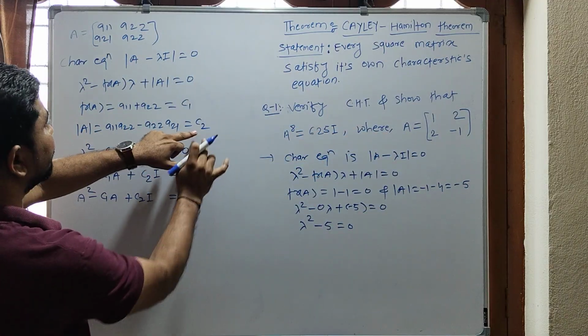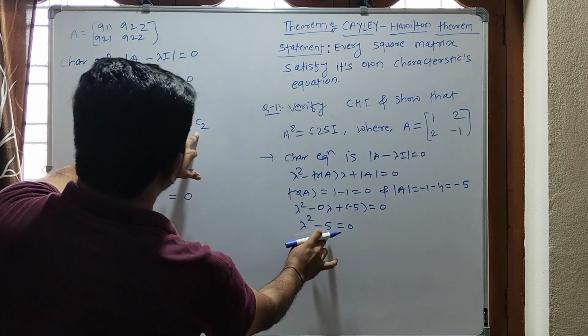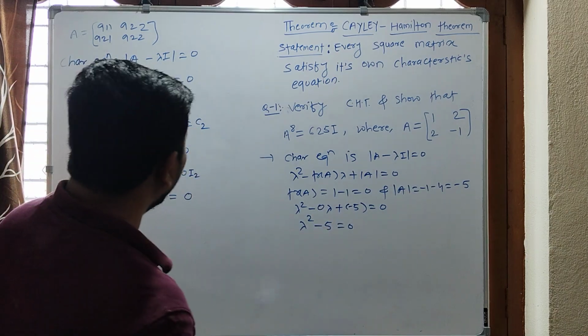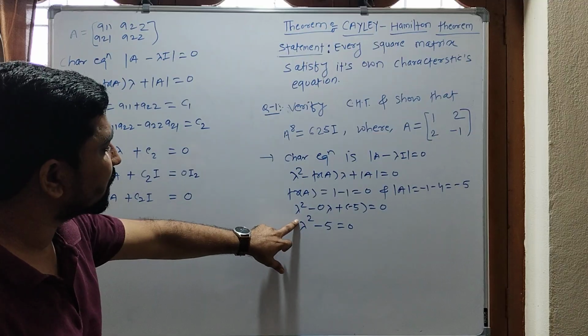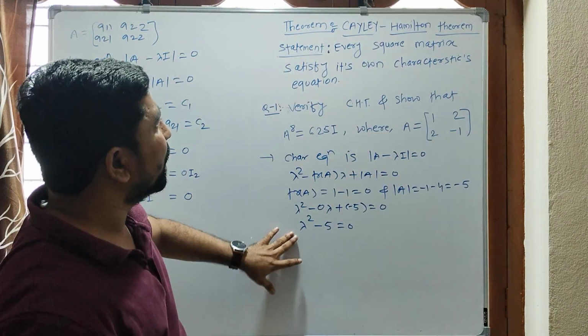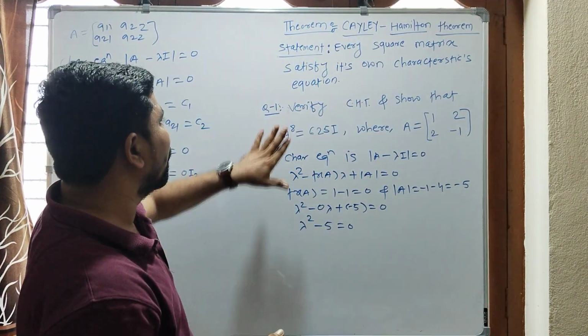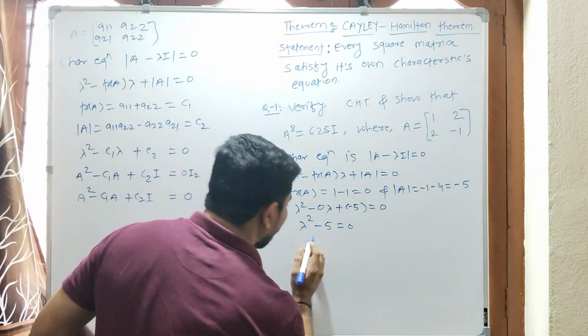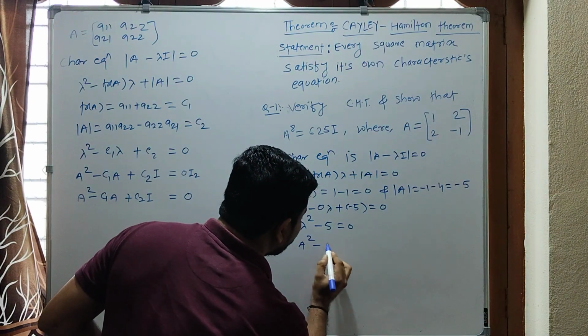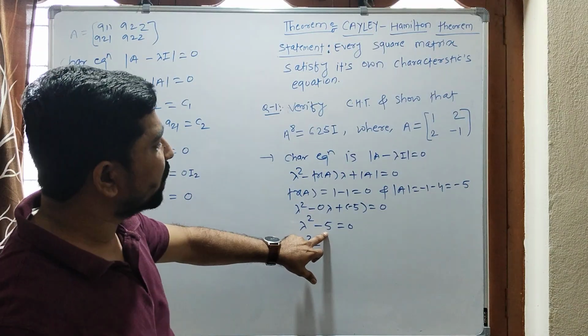Here trace is 0 and determinant is 5, so my C2 is minus 5. Now I want to convert this into a matrix characteristic equation. According to the Cayley-Hamilton theorem, every square matrix satisfies its own characteristic equation. That is, I am writing A square minus 5, where 5 is a scalar.